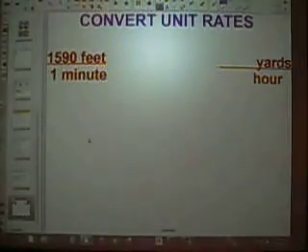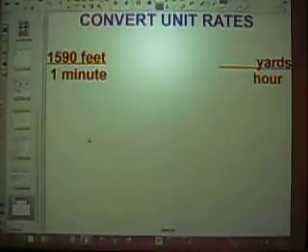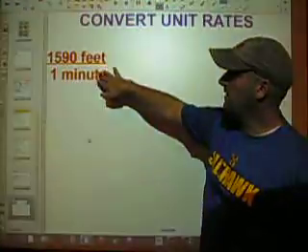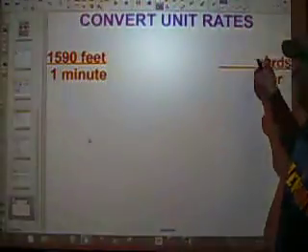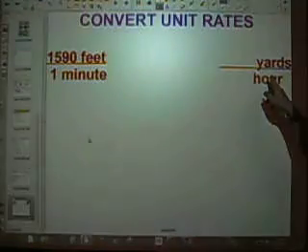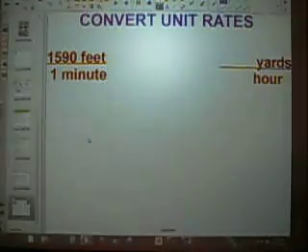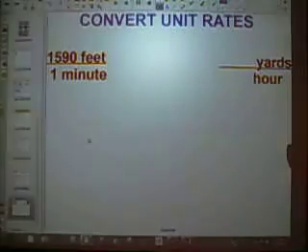Alright, so this is going to be a lesson on converting unit rates. We're going to look at changing feet per minute into yards per hour, noticing that feet has to change to yards and minute has to change to hours. So we have a little bit of a conversion issue that we need to deal with here.